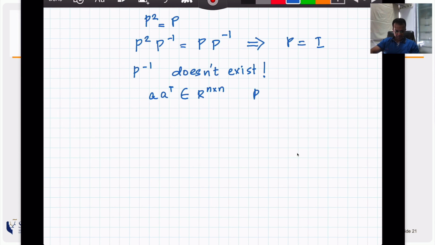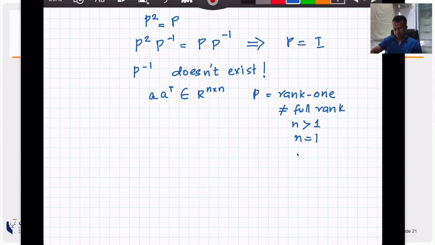It is not full rank. P is rank 1. So it is not a full rank matrix. But can you see a situation where P inverse does exist? Rank 1 is not full rank as long as n is greater than 1. But if n is equal to 1, if you're working with a one-dimensional space, just real numbers, then P inverse does exist because P is just a scalar and P inverse is just a reciprocal.